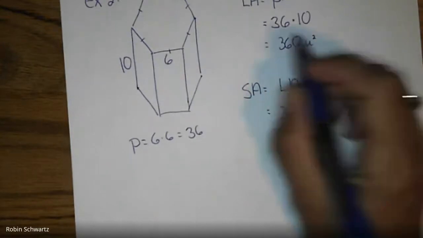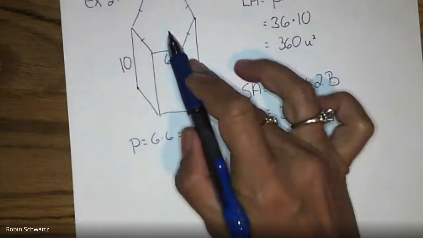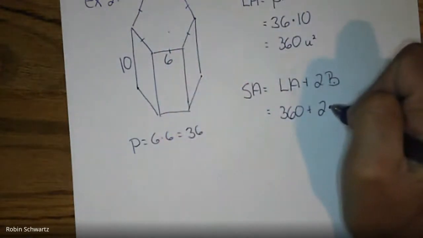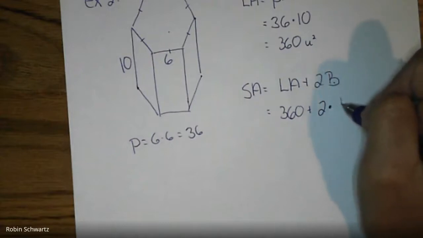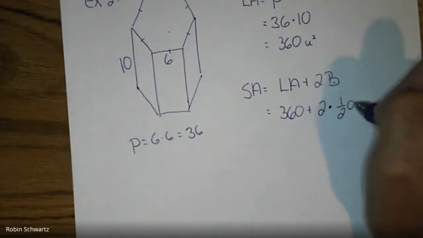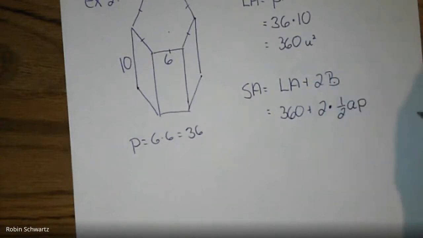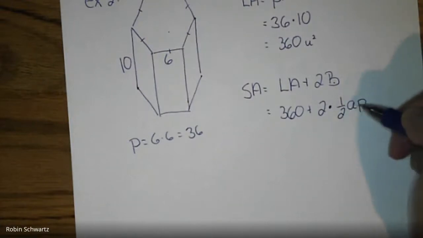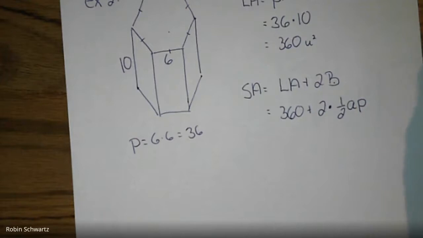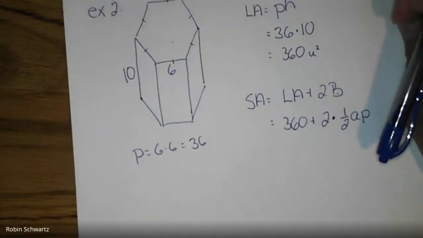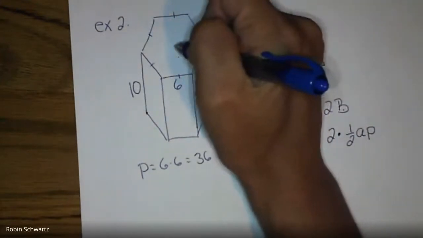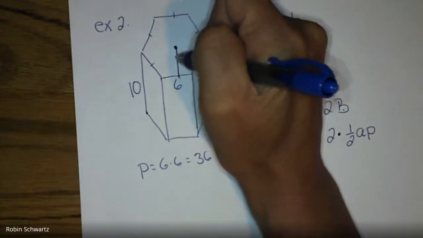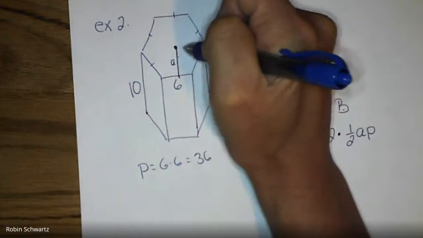The base is a regular hexagon. Look back at your note card, and I've got 2 of them. A regular hexagon is 1/2 apothem times perimeter. So we've got to do a little bit of work to get that apothem value. So let's go back over the picture and work on that apothem. Remember, the apothem goes from the center to the midpoint. We need to figure that out.